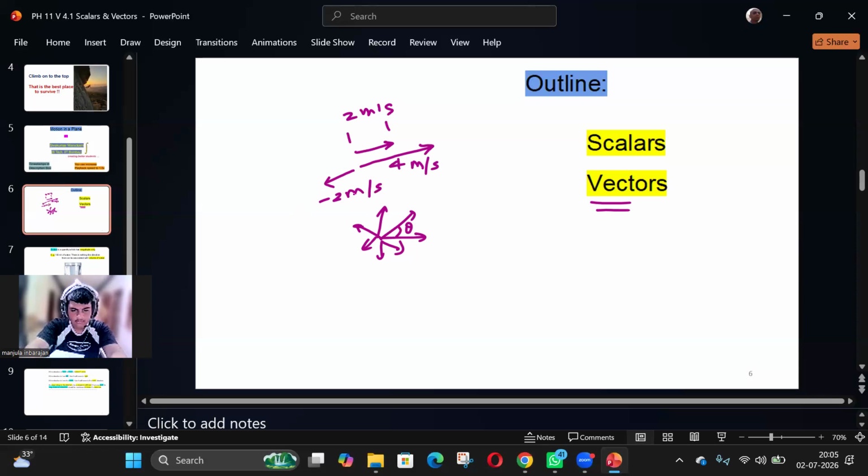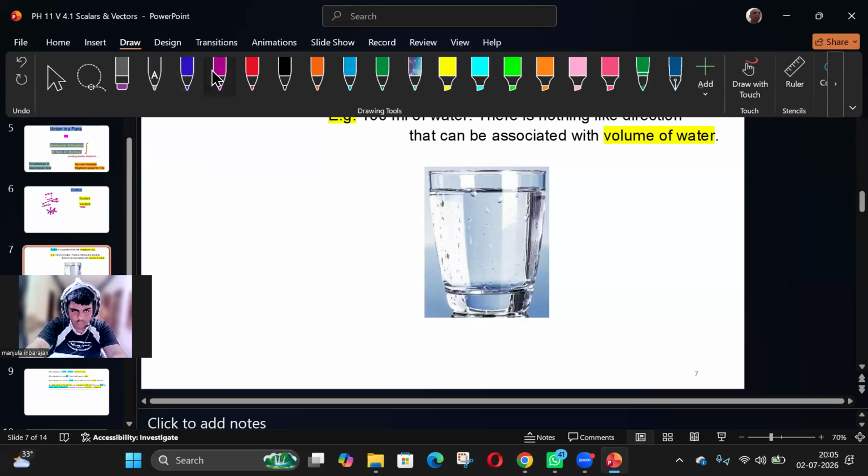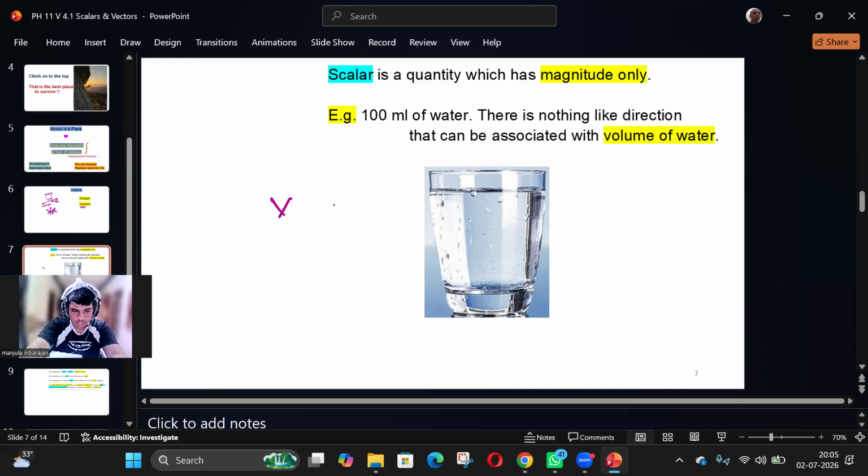A scalar is a thing which does not have direction. An example of a scalar is volume. Volume does not have direction, it does not make sense. Say this volume of water, there is nothing like direction to this. Similarly, the mass of an object is also a scalar because there is no direction.